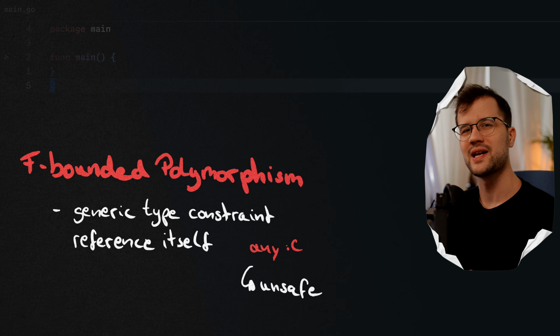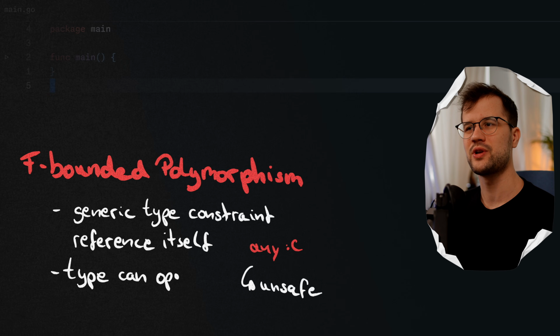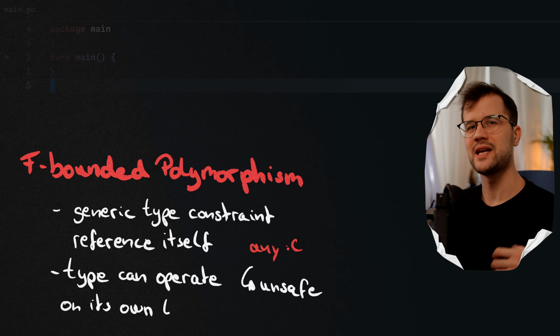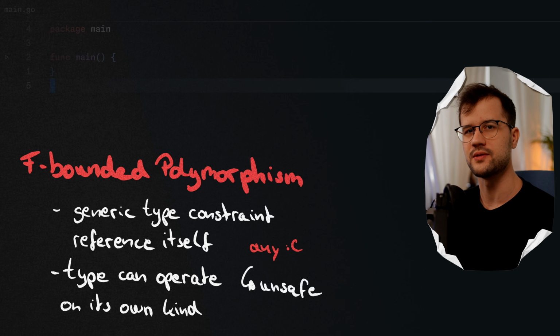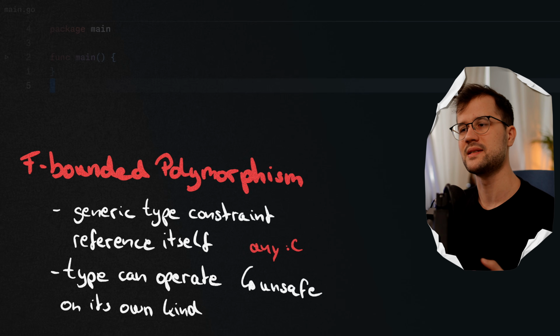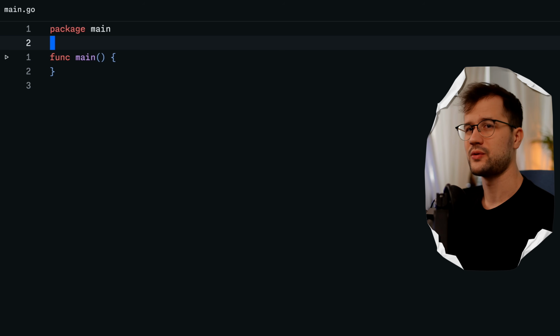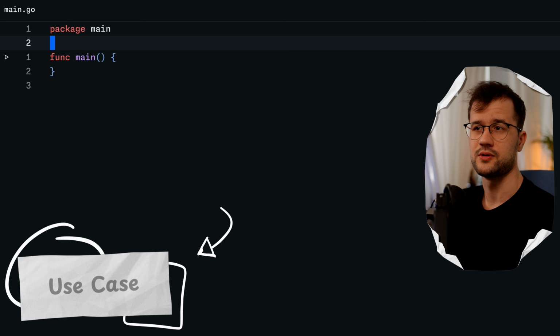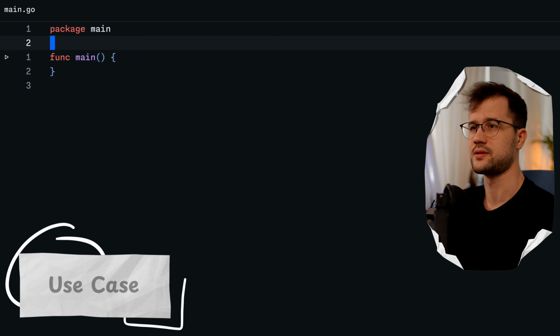A practical use case for recursive type constraints is whenever you want to express a type that can operate on its own kind. One use case would be a really simplified linked list. So let's have a look at this. What we can do first is create a node, right? Because every linked list just contains nodes.